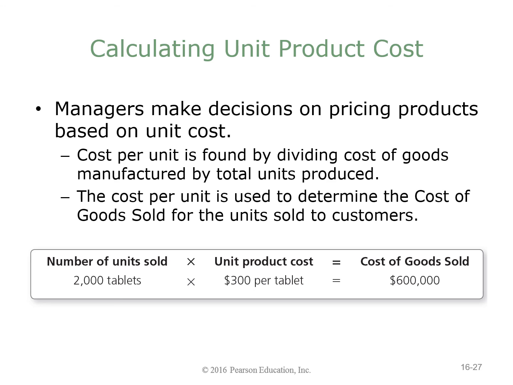Okay, how to calculate the unit product cost? Managers make decisions on pricing products. Any price is to be calculated based on cost plus markup equal to price. Okay, so actually the cost per unit is very important for the manager to make the pricing decision.